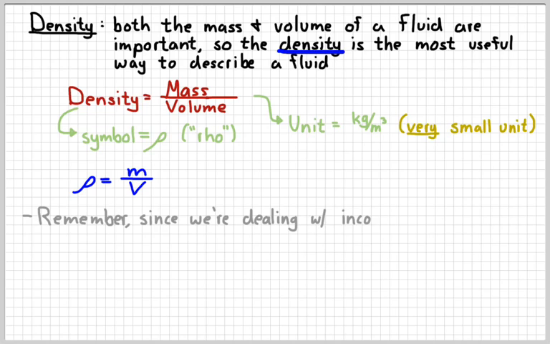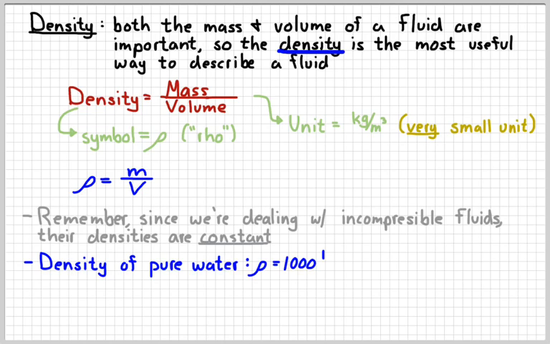When we're dealing with just ideal fluids, which are incompressible, the density of those things is constant. So if I say the density of a fluid is this, then that density doesn't change regardless of what happens to the fluid.